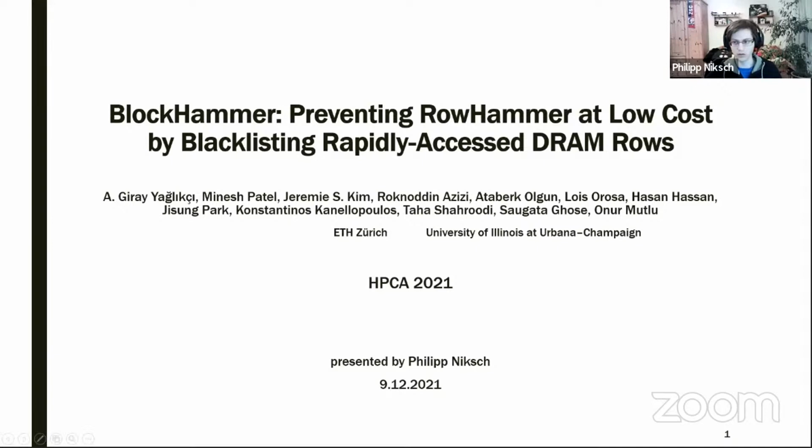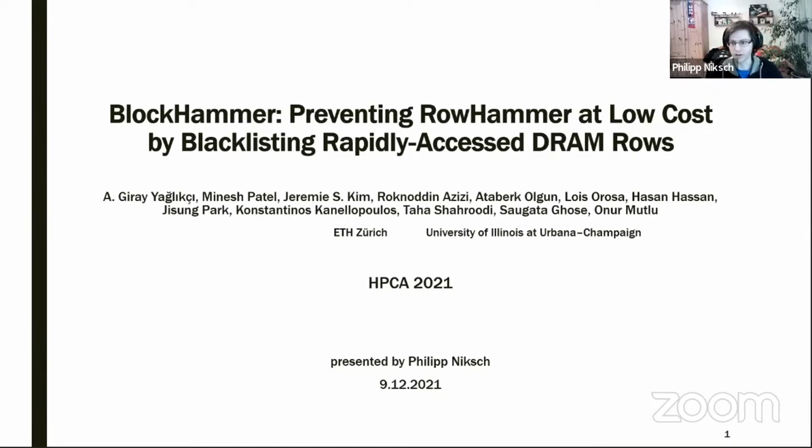Okay. So this paper is also a new paper from earlier this year. It's called BlockHammer, about mitigating or defending systems against RowHammer attacks. Philip will present this paper. Philip is a third-year undergrad, and he did a good job preparing this slide deck and getting ready for his talk. Over to you, Philip.